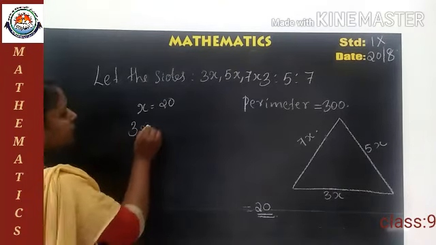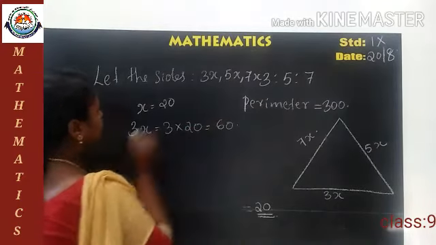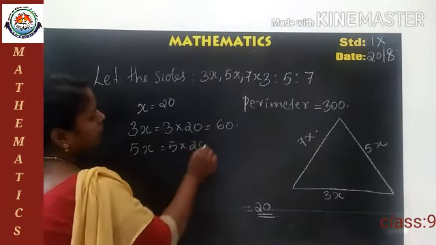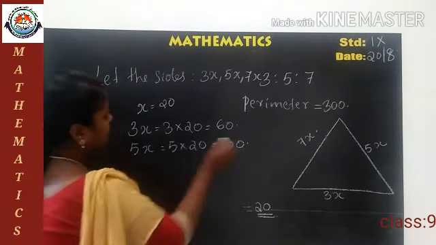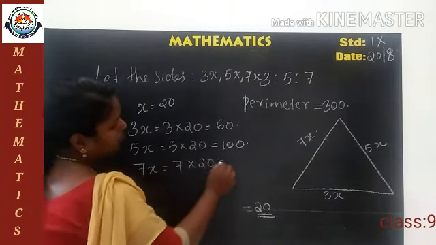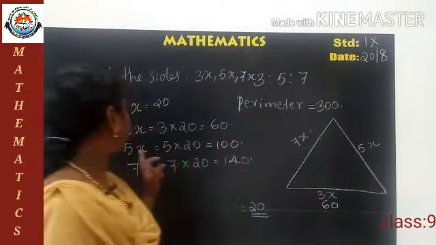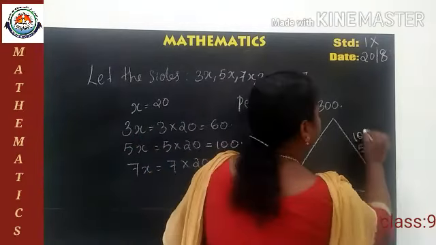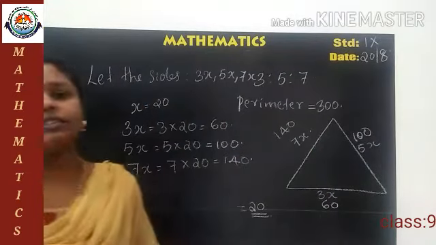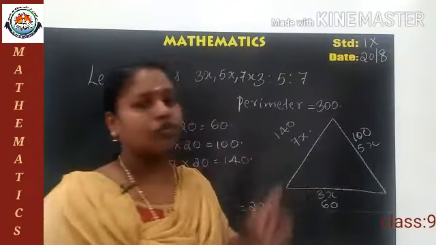Therefore, 3x equals 3 into 20, that is 60. And 5x equals 5 into 20, that is 100. Then 7x is equal to 7 into 20, which is 140. These are the three sides of the triangle. Now we have the three sides of the triangle.